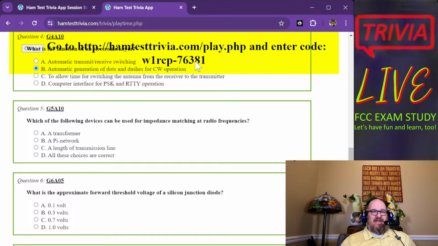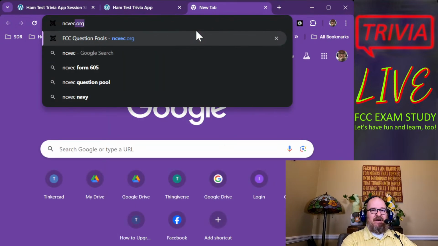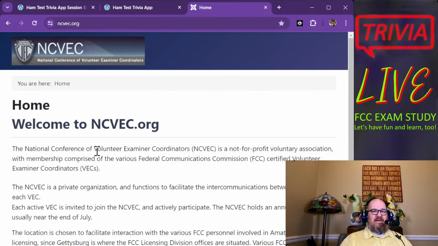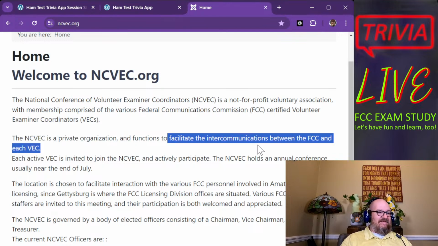If you want to check that information out, if you Google ncvec.org, these are the National Conference of Volunteer Examiner Coordinators, I might have said convention at the beginning, but conference. These are the ones that actually make the tests. They are a private organization, and they facilitate. They only facilitate between the FCC and each VEC.